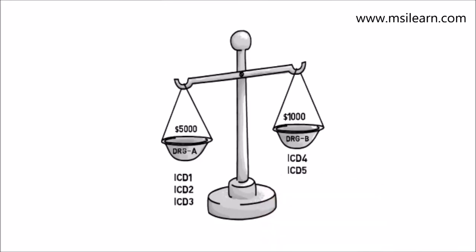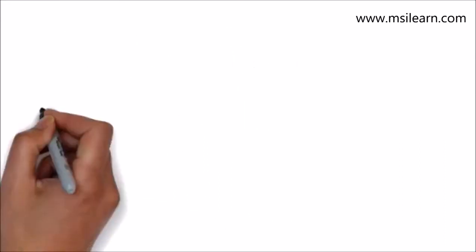Similarly, there is another DRG group, let's say DRG B, which has ICD codes 4 and 5, and the dollar amount associated with this one is say $1,000. And what that tells you is if you receive a claim which has either of these two ICD codes, 4 or 5, your insurance company will group this claim into DRG B, and it will automatically know that the base dollar amount for this claim is $1,000. Now, this is the basic concept behind diagnosis related group.